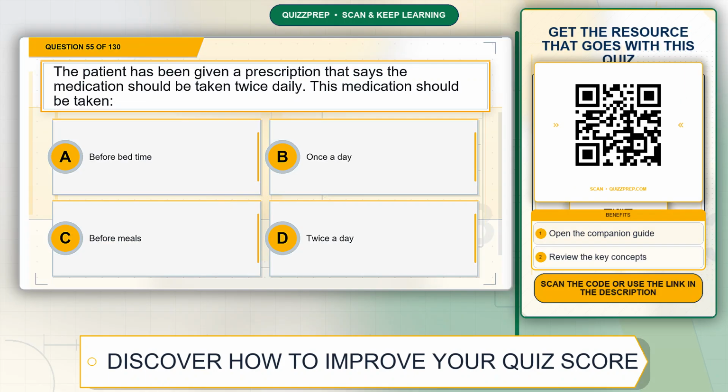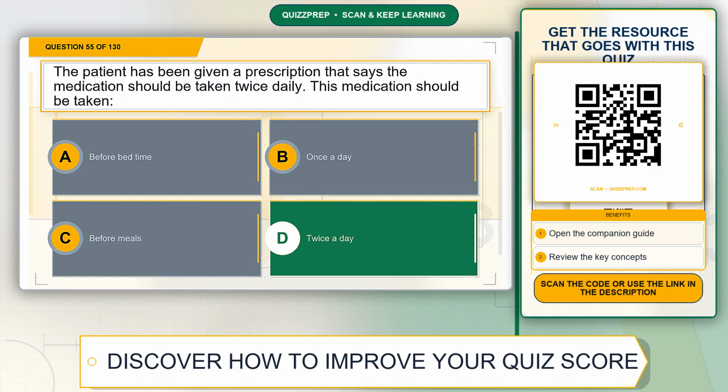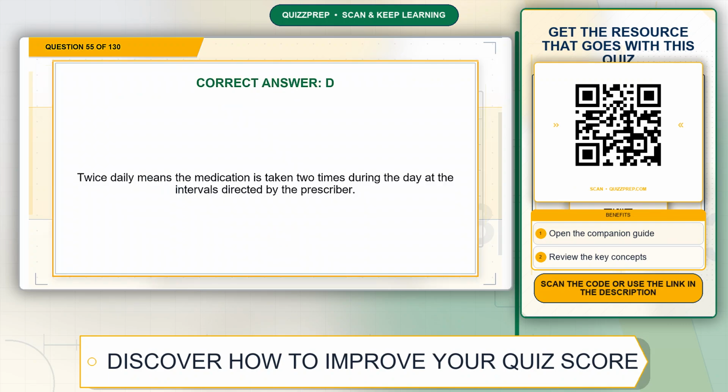Question 55. The patient has been given a prescription that says the medication should be taken twice daily. This medication should be taken: Option A, before bedtime. Option B, once a day. Option C, before meals. Option D, twice a day. The correct answer is option D, twice a day. Explanation. Twice daily means the medication is taken 2 times during the day at the intervals directed by the prescriber.